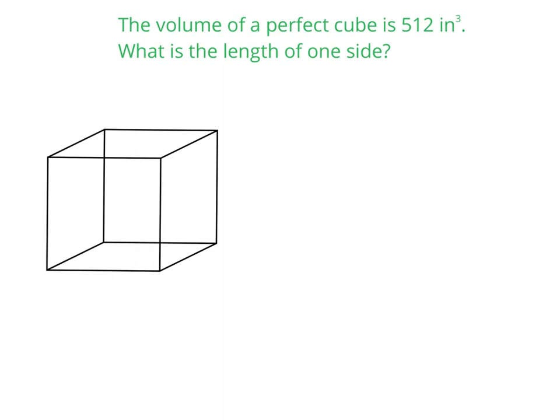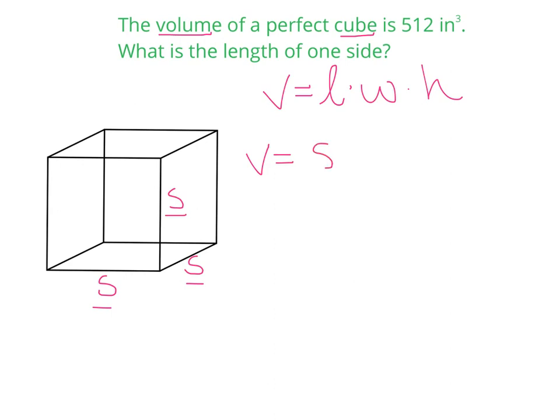Alright, another story problem, but this time we're talking about volume, and we're talking about a perfect cube. So similar to area, we found area doing length times width. Volume is length times width times height. However, if it's a perfect cube, the length, the width, and the height are all the same length. So if you multiply the same number by itself 3 times, the volume is the side length cubed.